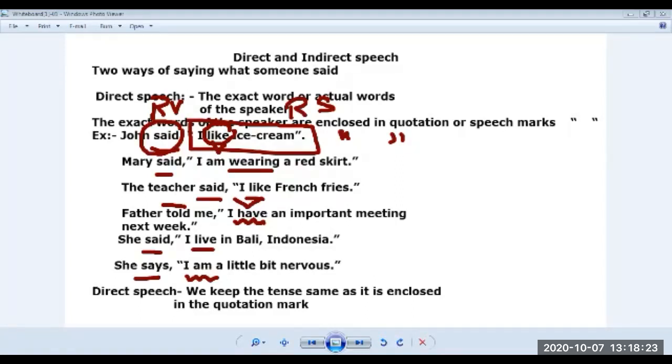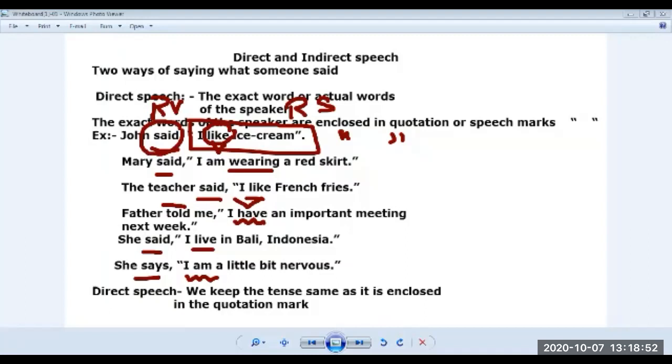So these are the actual words of Taran, but I'm telling what Taran said. So I am using his exact words. So in direct speech, you use the exact words of the speaker. You don't change the tense. This is important, and they are enclosed in quotation marks. Is that clear so far? Do you have any questions? Please ask before I move forward.